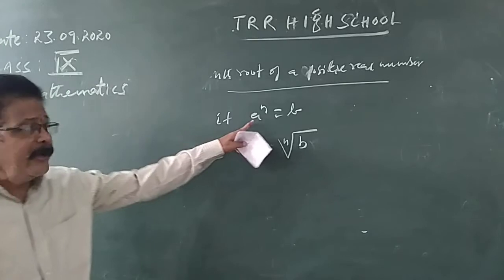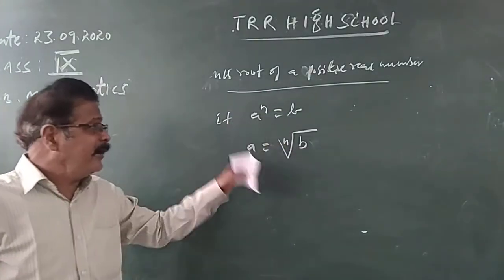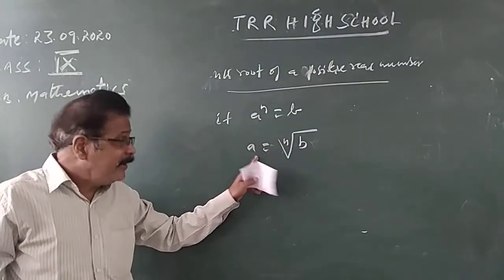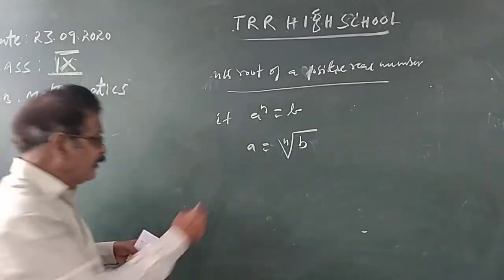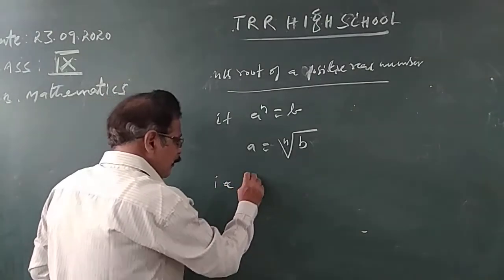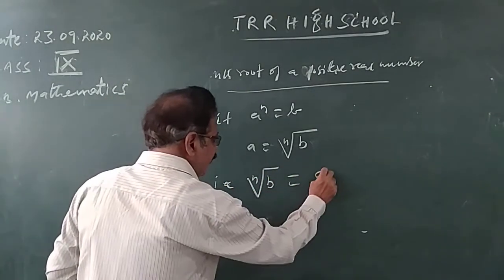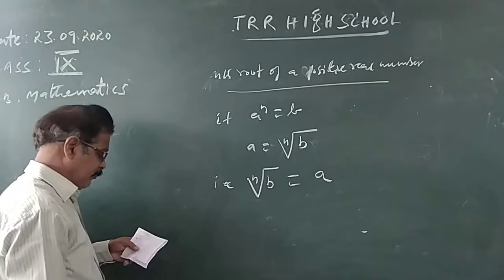We want a power n is equal to b. We want a is equal to the nth root of b. A is the nth root of b. That is, the nth root of b is equal to what? A. The nth root of b equals a.